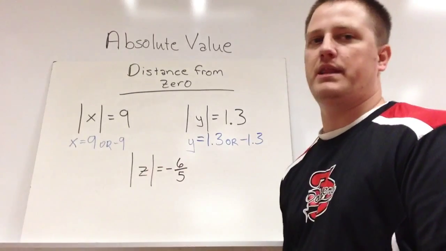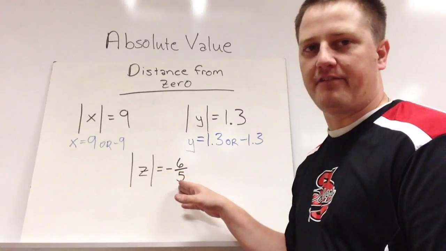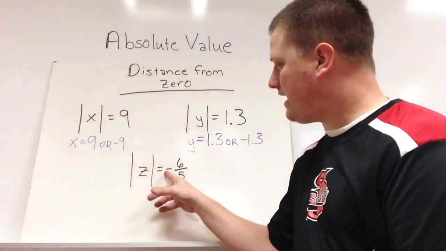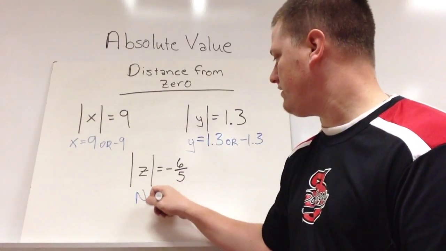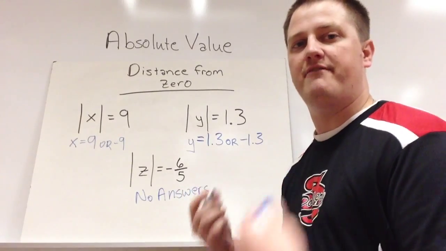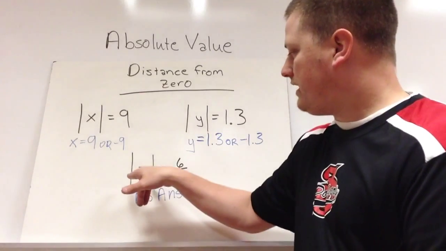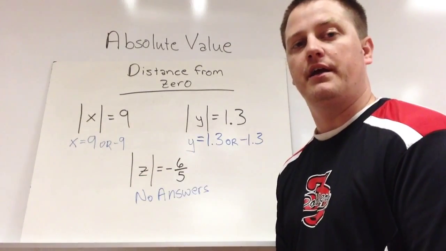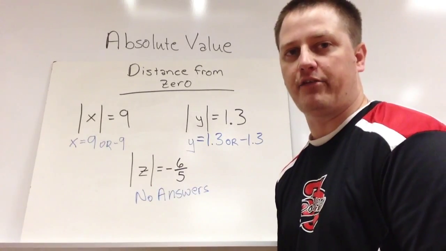Now the tricky one is one like this. This is saying, what number is -6/5 from 0? Well, we talked about the distance is never negative. So because this has a negative distance here, what we say is there are no answers. We have no way of finding this because there are no absolute values that are negative. Here they're asking you, okay, what's the absolute value that gives us a negative number? Well, there are none. It doesn't matter that this has a number -6/5. Absolute values cannot be negative.